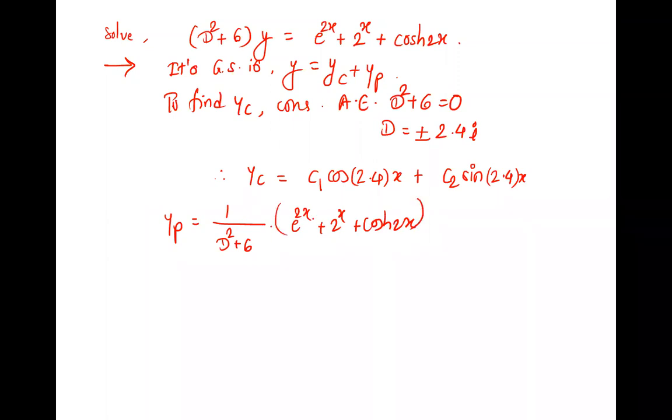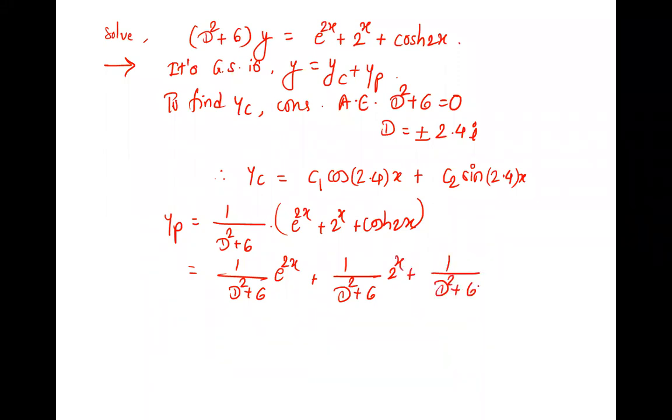Okay, then next, as there is addition, what can we do? We can separate all the terms: 1 upon D square plus 6 into the first function, plus 1 upon D square plus 6 into the second function, plus 1 upon D square plus 6 into the third function. For the first function, can we solve directly? Yes, it is a case of e. Very good. I'll write it as it is: 1 upon D square plus 6 e raised to 2x.